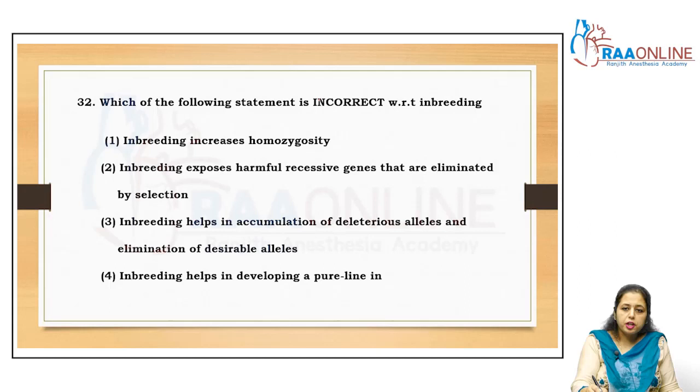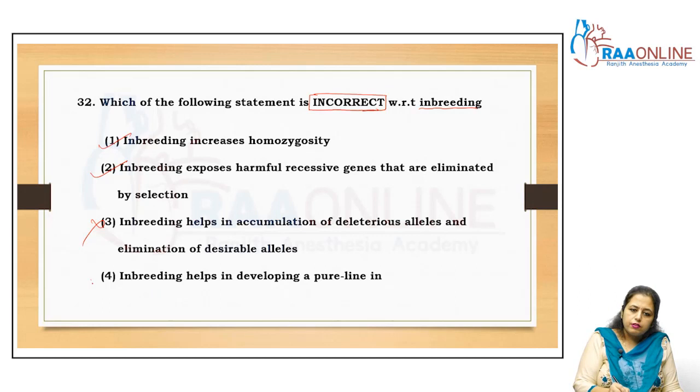Which one of the following statements is incorrect? It is related to inbreeding. Inbreeding increases the homozygosity, it is correct. Inbreeding exposes the harmful recessive genes that are eliminated by selection, it is correct. Inbreeding helps in accumulation of deleterious alleles and elimination of desirable alleles, no. Inbreeding helps in developing a pure line, correct. So the incorrect answer is the 3rd. Come to the next question.